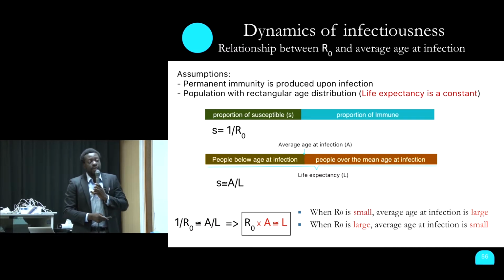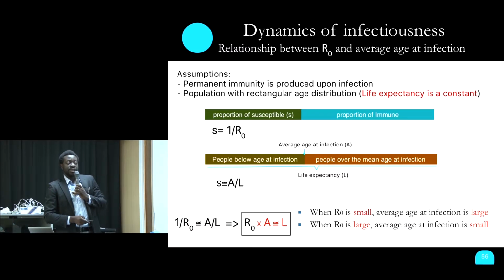So technically, this means that with an infection with a very high reproductive number, people get infected at a lower age. And if the infection has a very small reproductive number, people would get infected at a much later age.